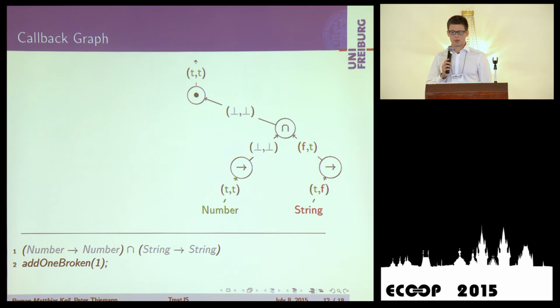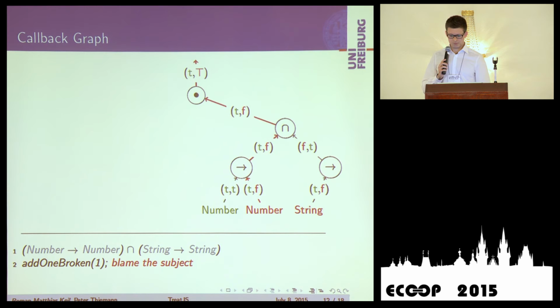Next, we check the domain of the left function contract. In this case, we have a number value, so this contract is satisfied, and it updates true. But our function did not return a number value, it returns a string. So the range contract is not satisfied. It blames its subject because it's a string. And now the function contract knows that the return of a function is the responsibility of the subject. So it blames the subject and reports true false to the intersection.